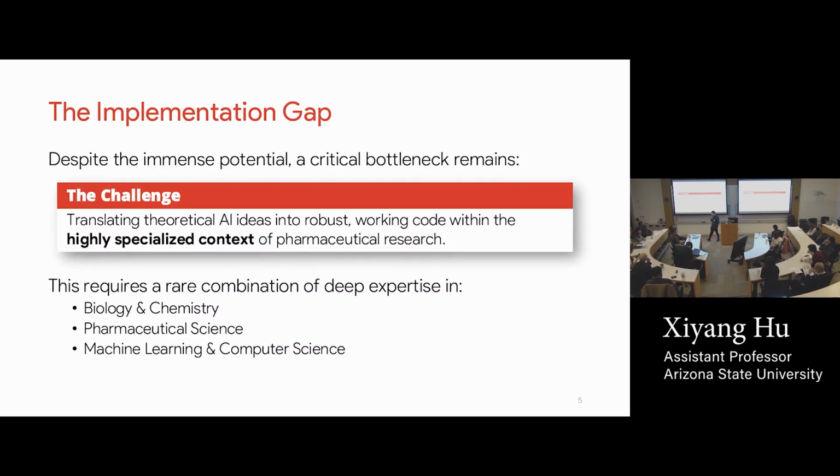One of the most critical bottlenecks is actually the implementation gap. Even though we have this potential, there is a big challenge in translating high-level theoretical AI ideas into robust executable code, especially in such a highly specialized field as pharmaceutical science, because it's not a simple software engineering thing. It requires expertise in biology, chemistry, and you need to know the principles in pharmaceutical science. At the same time, you need to be an expert in machine learning and computer science.